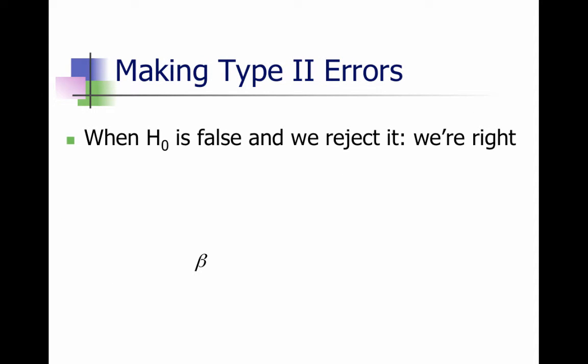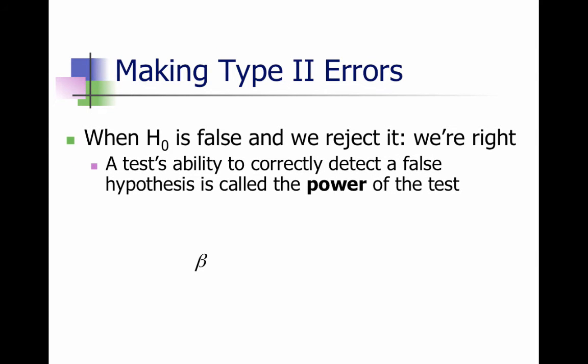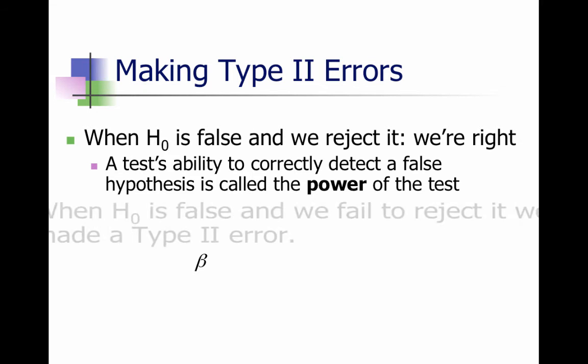Now, when the null hypothesis is false and we reject it, we're right. That's exciting. A test's ability to correctly detect a false hypothesis is called the power of the test. Power is a good thing. So the power of the test is to take a false hypothesis and say, nope, you're not correct. That's what the power is.